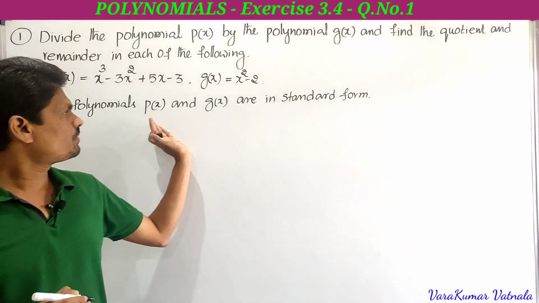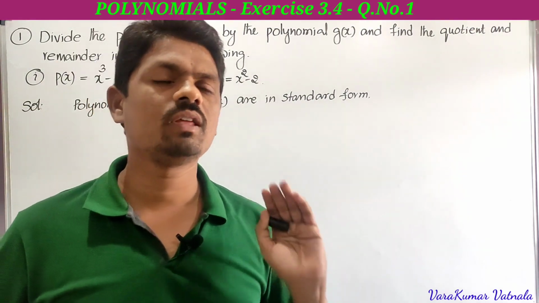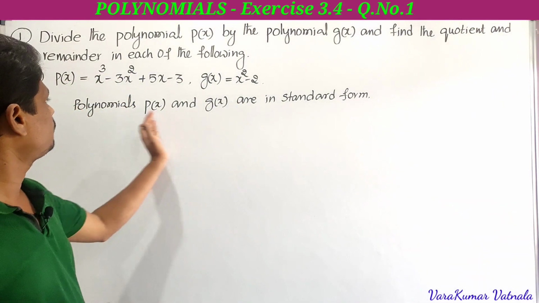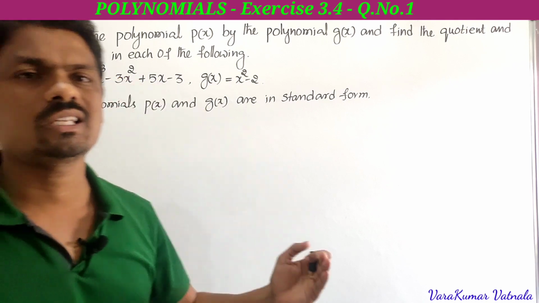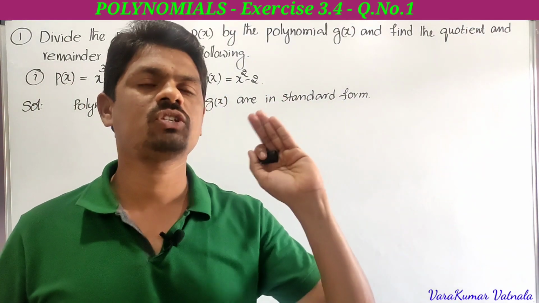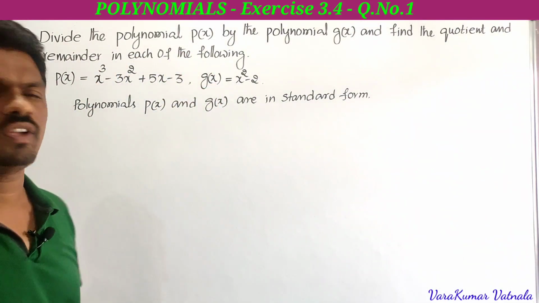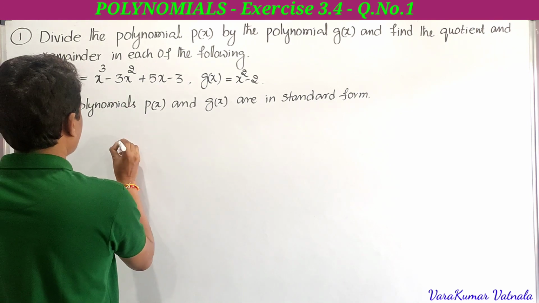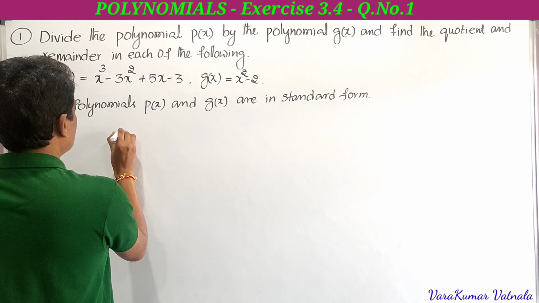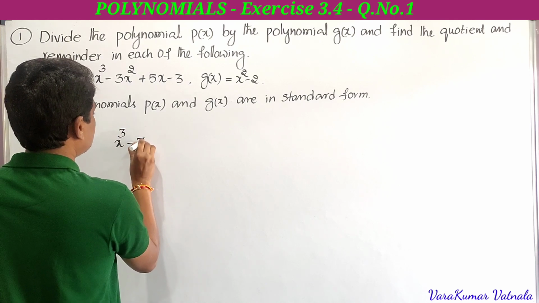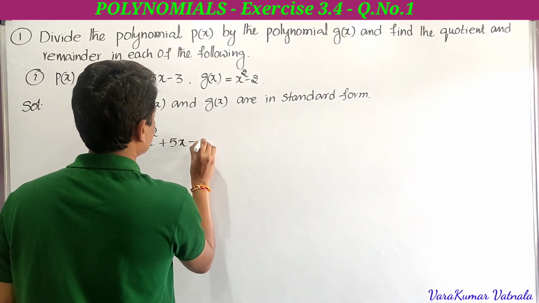So polynomials p of x and g of x are in standard form. This is the very first step in the division of polynomials. Very important. We have to check whether they are in standard form or not. If they are not in standard form, first we have to write them in standard form, and after that we have to divide. So now we have to divide p of x by g of x. So here p of x is what? I am writing p of x as the dividend: x cube minus 3x square plus 5x minus 3.